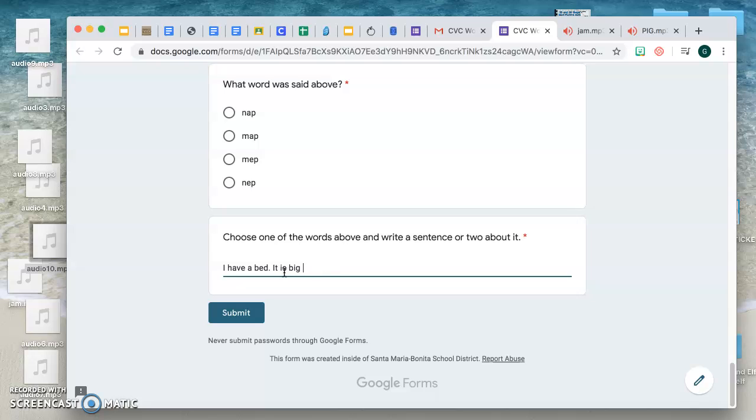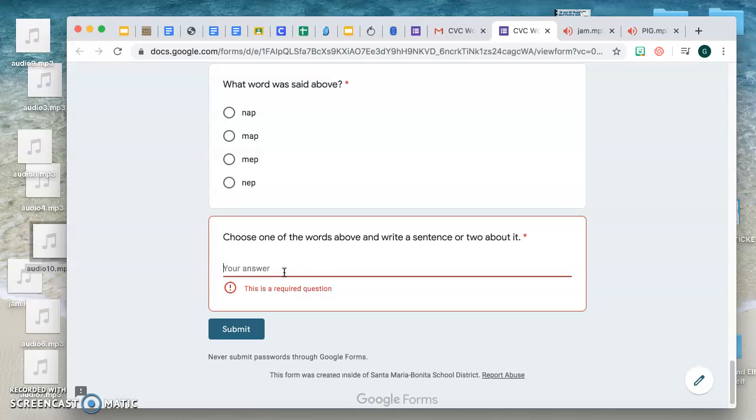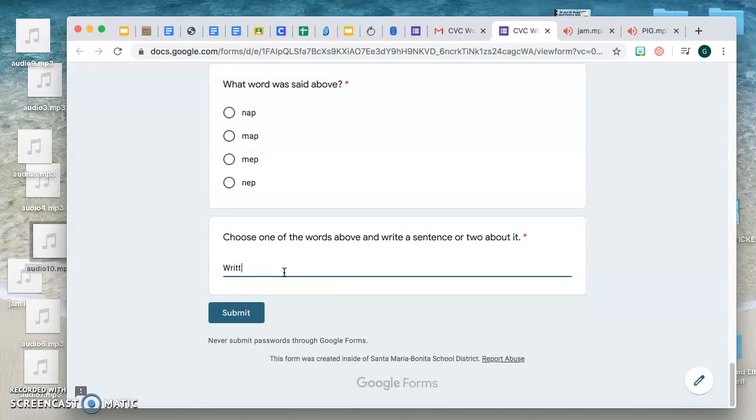then they can write it on a piece of paper, and you could go ahead and write written on a piece of paper, or written on paper. You can write written on paper, and then you just hit submit.